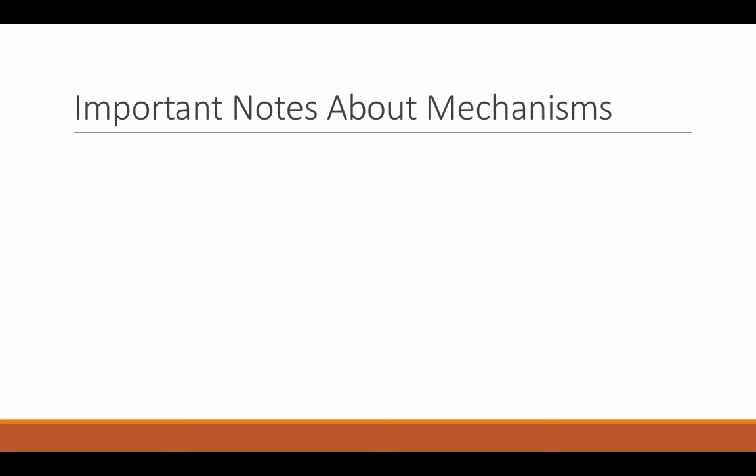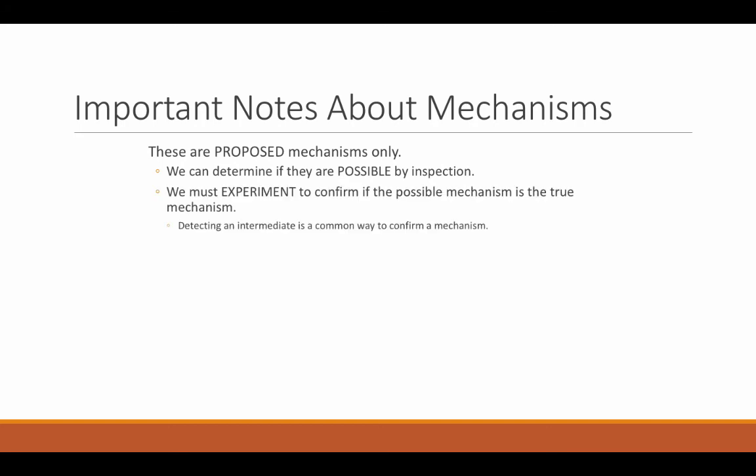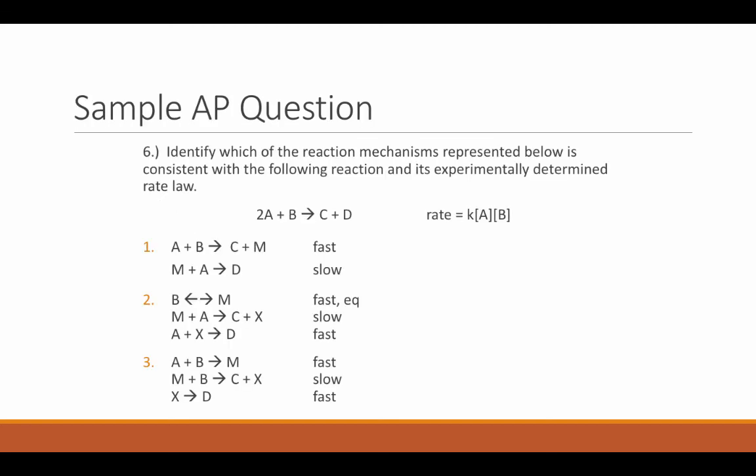Some important notes about mechanisms that were mentioned during this video that you really need to consider. First, these are proposed mechanisms only. We can only determine if a mechanism is possible by inspection. It takes experiment to confirm if a possible mechanism is a true mechanism. Often these experiments proceed by trying to detect the proposed intermediate. That's a common way of doing this. And secondly, rate laws for the overall process cannot include intermediates, hence the need to substitute in should our slow step include an intermediate. Here's a sample AP question to try on your own. Pause the video here. When you come back, I'll reveal the answer.